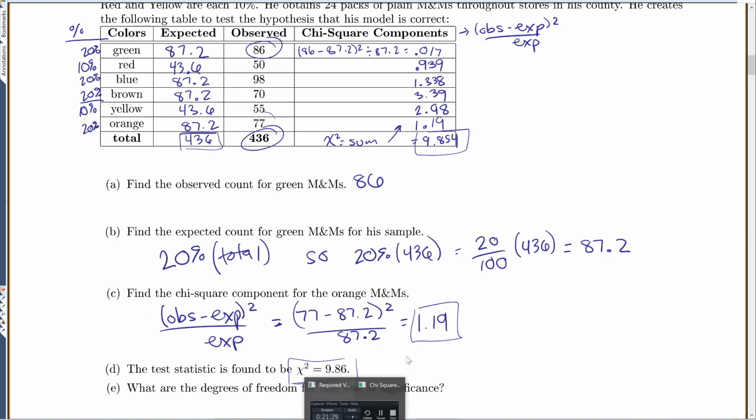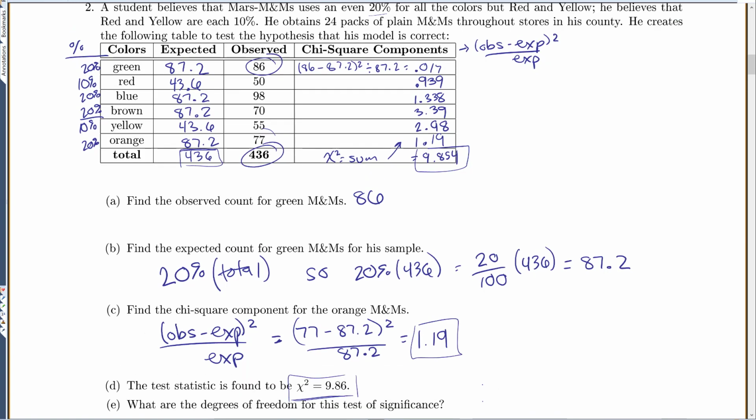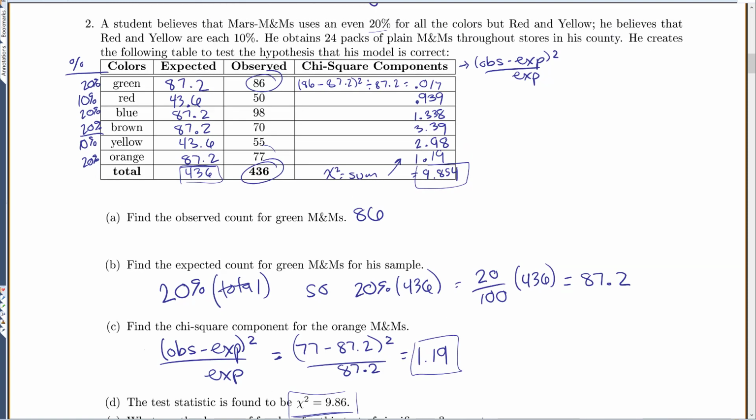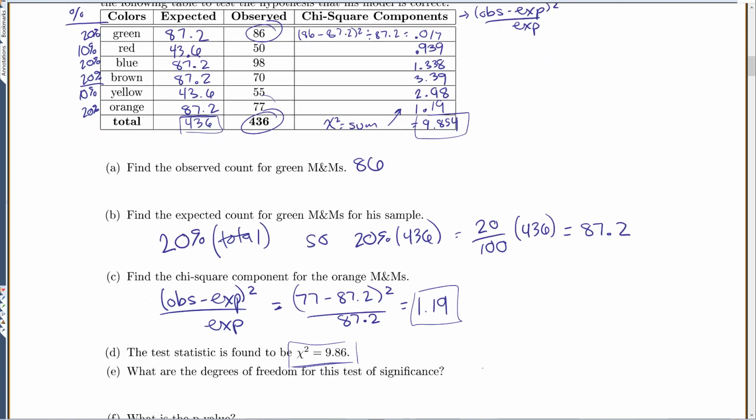Okay. What are degrees of freedom? Notice this is a chi-square test for goodness of fit. You don't really have rows of data and columns of data. You only have one column of data. It has a different degrees of freedom. It's number of categories minus 1. So in our case, we have 1, 2, 3, 4, 5, 6 categories, or 6 colors. So 6 minus 1 is 5.